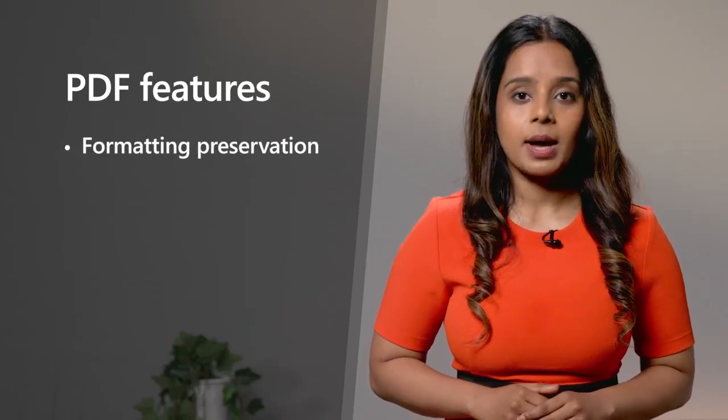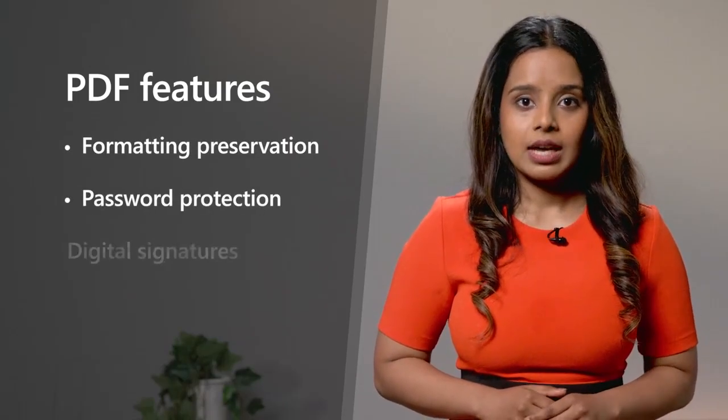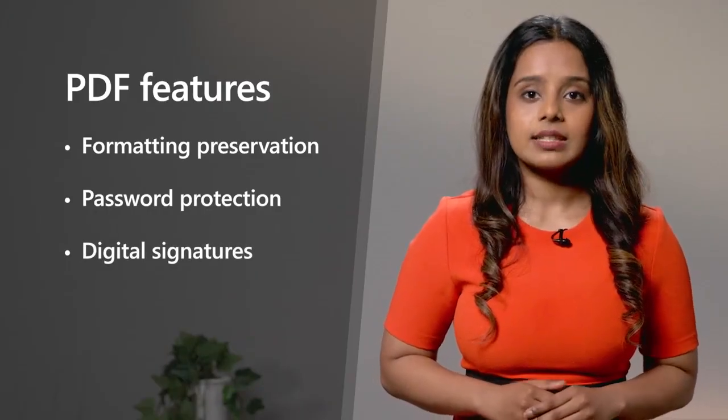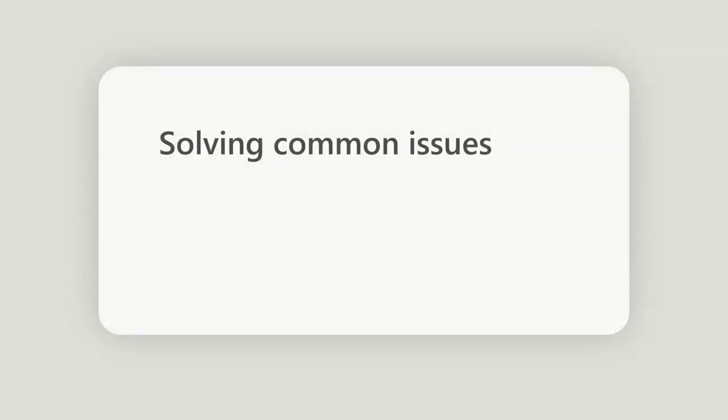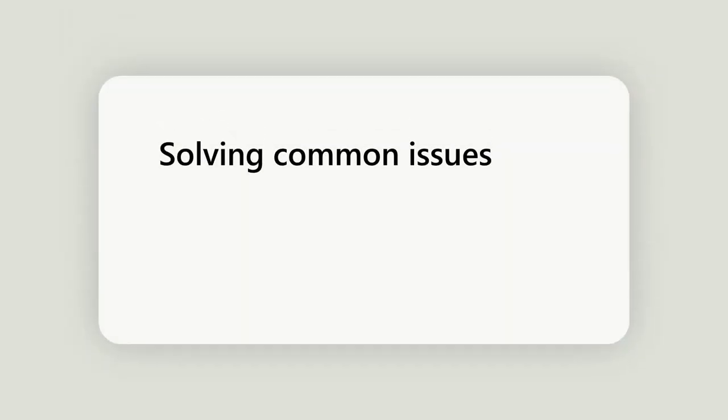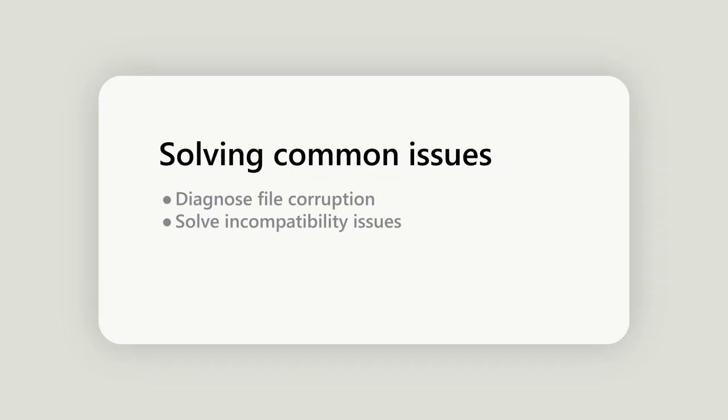Next, you learned about the portable document format or PDF and how it ensures seamless and secure information exchange. You focused on PDF features such as formatting preservation, password protection, and digital signatures, as well as its functionalities in line with accessible document design. One of the most valuable readings in this lesson addressed common issues with digital files and media and how to resolve them systematically. You covered how to diagnose file corruption, solve incompatibility issues, and address playback issues.